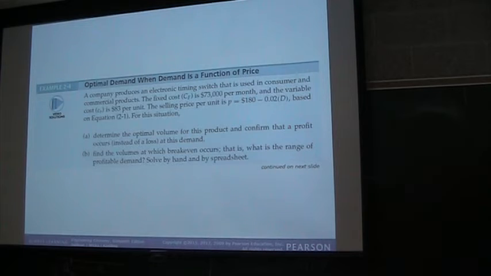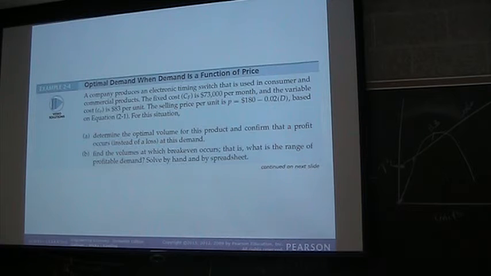So we want to determine, again, we're going to have our graph. Our cost is $73,000, and it's going to increase. This is the units at $83 per unit. That's the cost. The revenue. If I don't sell none, I don't make no money. Start selling them, I'm making more money. And this was a straight line before, but now it's going to go up and come down. And hopefully it goes above that line. If it stays below that line, we're not going to make any money, no matter how we figure it. So determine the optimum volume for this product and confirm that a profit occurs.